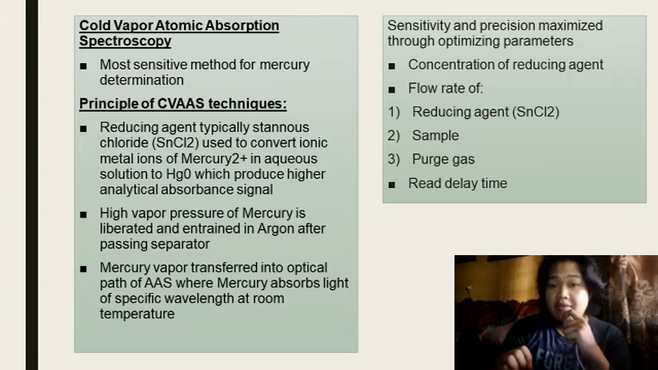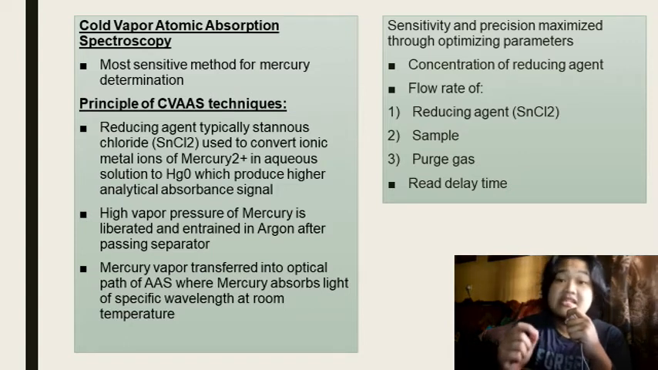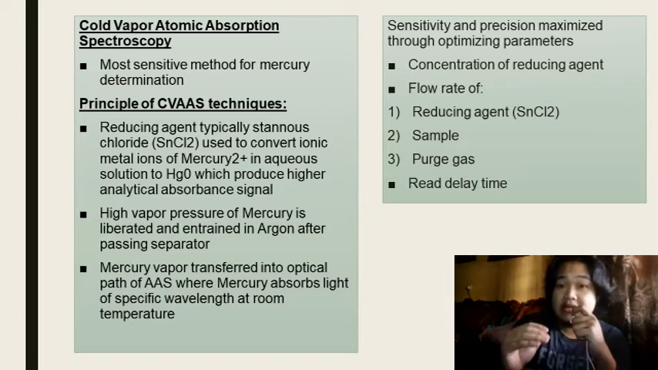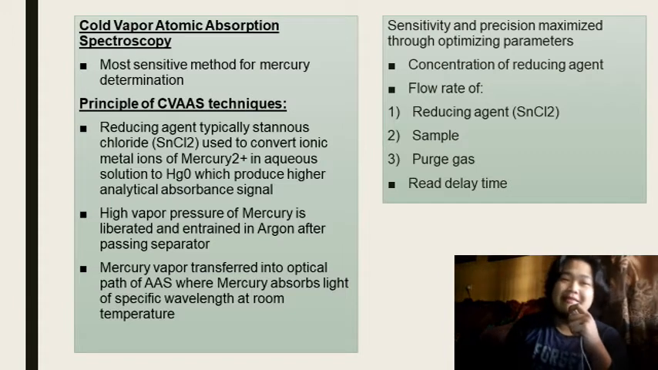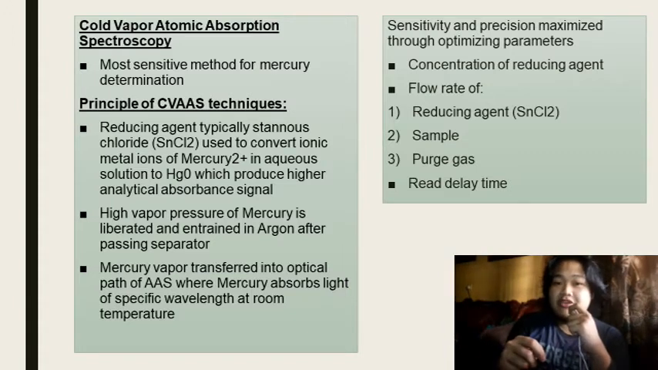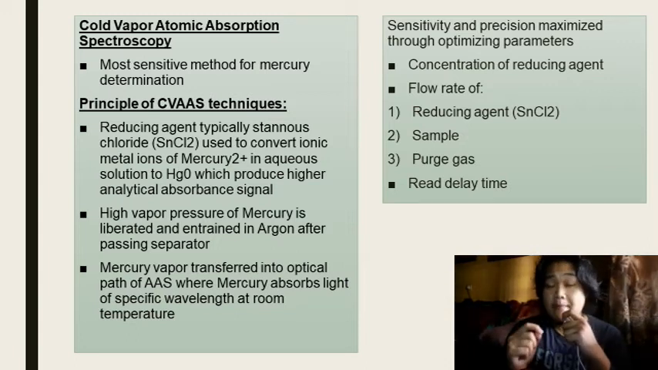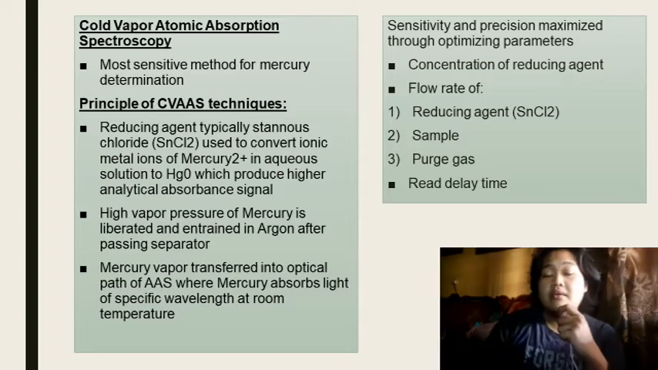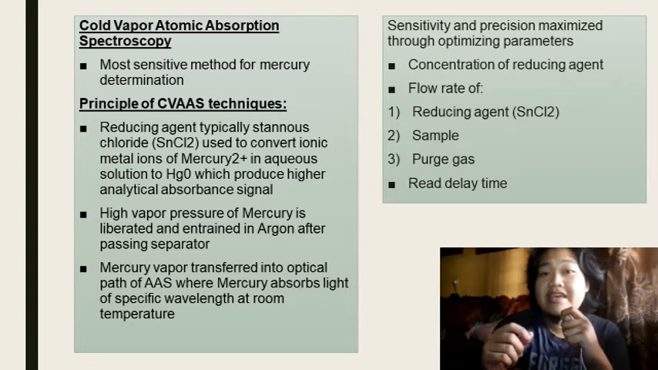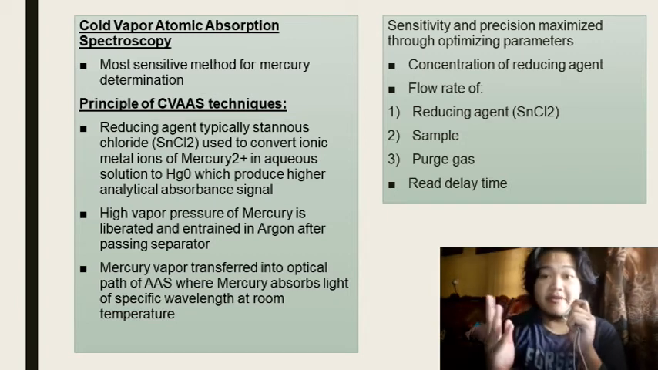Number 2, high vapor pressure mercury is liberated and entrained in argon after passing the separator. Later I will discuss the procedure. Number 3, mercury vapor is transferred into the optical path of the AAS, where mercury absorbs light of specific wavelength at room temperature. And lastly, the sensitivity and precision are maximized through the optimizing of parameters.